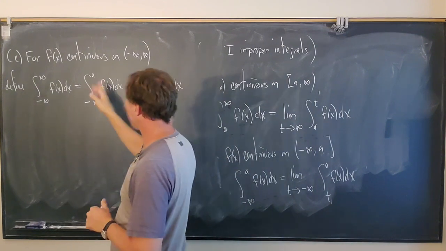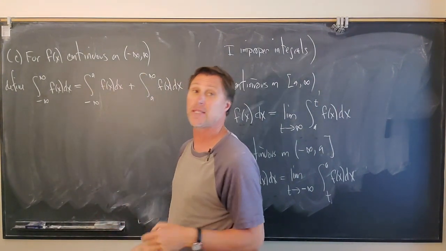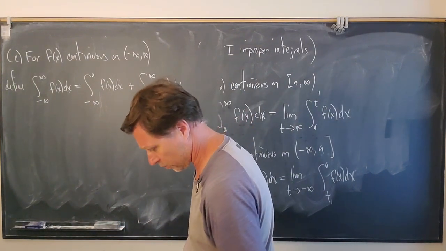And it doesn't matter which a I choose right here. I can choose any real number a. Typically, I just choose 0. So yeah, usually I write 0 there.